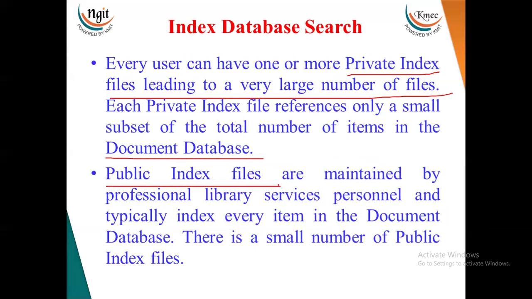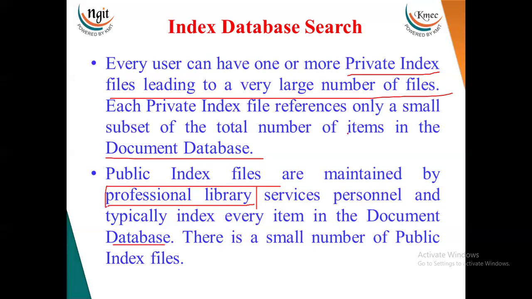And what are public index files? These are maintained by a professional library. Simple example, a student will maintain some books, so all those books come under his private data. If you go to the library, suppose in our college we have a library, we go to the library and check all the books. So that is your public library. Similarly, private index means whatever the user wants, he will maintain some index, right? So that index is a private index, and a public index is maintained by a professional library or some other third party.